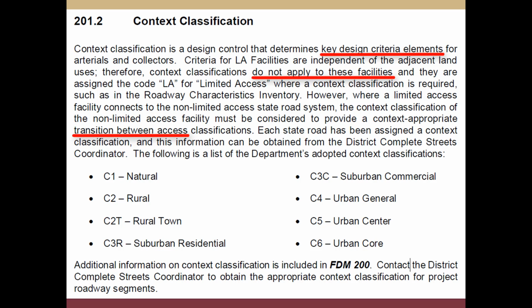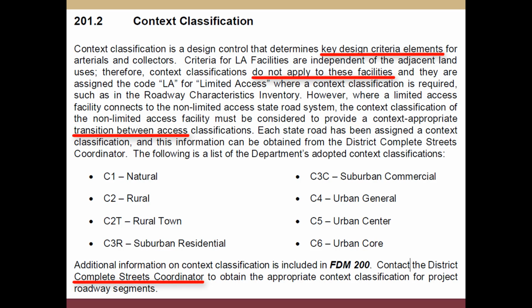If you need to know what the classification is of the roadway you're looking at, you should contact your district complete streets coordinator to obtain that information. It is obtainable as preliminary information from other places, including RCI, but that information should be considered preliminary for planning purposes. If you're actually doing a project, make sure you work directly with the district complete streets coordinator to make sure nothing has changed.